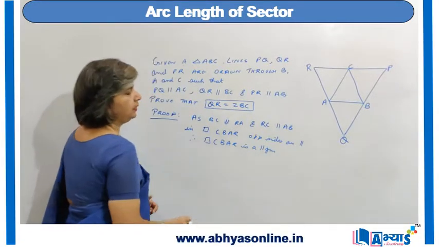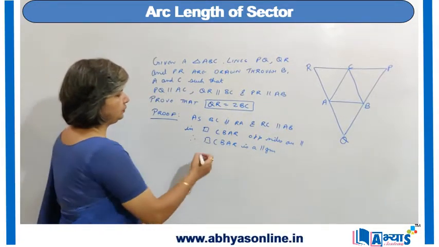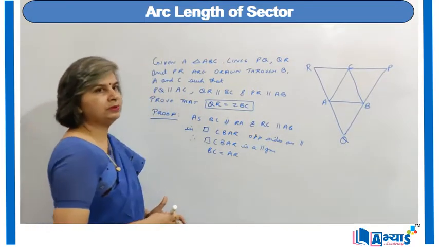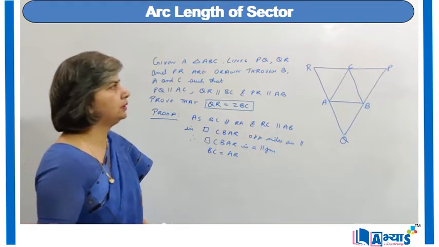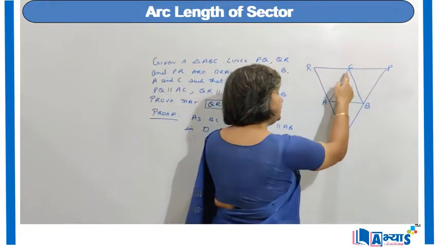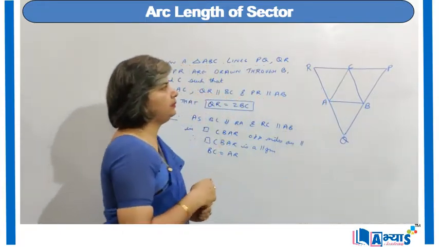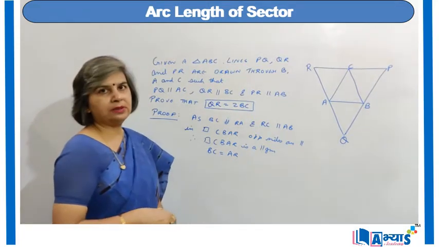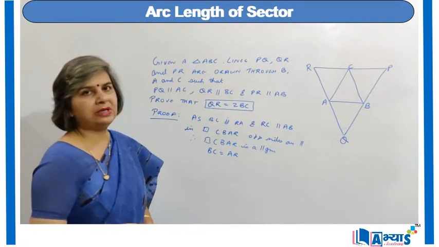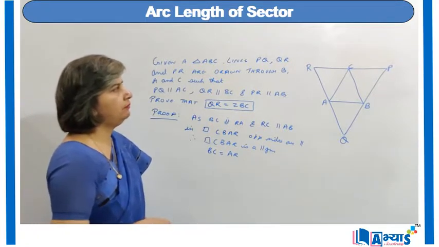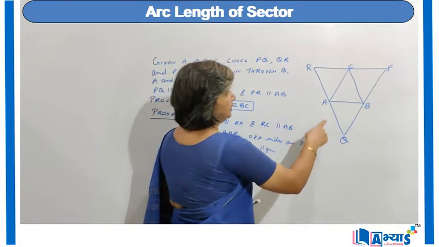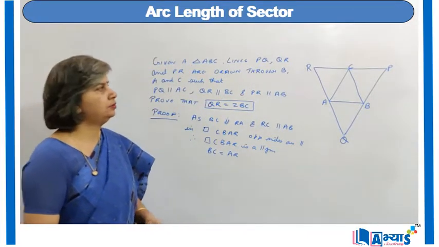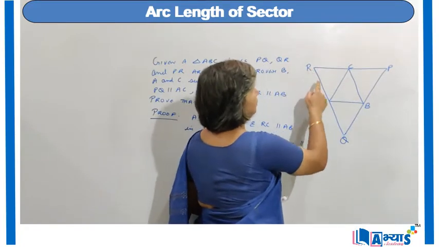parallelogram. Now, when CBAR is a parallelogram, we can say that BC is equal to AR, because we know that opposite sides of a parallelogram are equal. That means we have taken a quadrilateral CBAR, and we know that BC is parallel to RQ. By the question it has been given to us that BC is parallel to RQ, and we know that when the whole line is parallel to a line, the part will also be parallel to that line, so we can say that BC is parallel to RA.